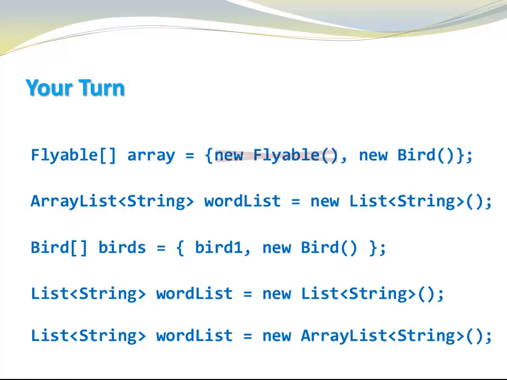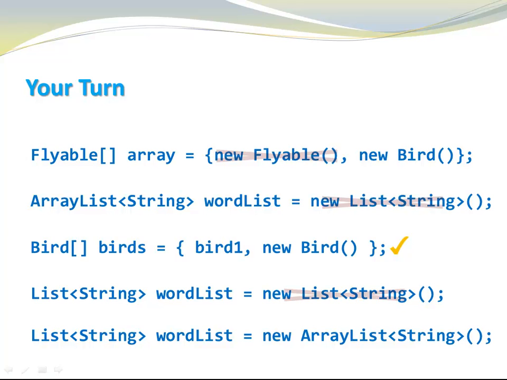Let's look at the first statement. Flyable is an interface. It cannot be instantiated. Second line. I cannot instantiate a new List. List is an interface. Third line. Array of Birds that is initialized with Birds. That works great.